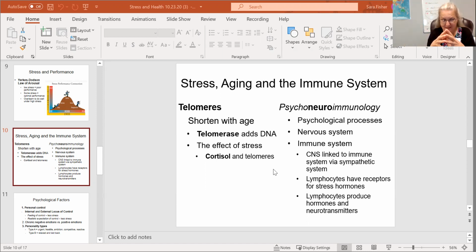Lymphocytes are the bulk of your immune response. Lymphocytes have receptors, so stress hormones can lock onto them. Lymphocytes can also cause the production of neurotransmitters and hormones. So when the brain says we're under stress and we need to protect ourselves, that causes your sympathetic nervous system to respond, which has implications for your hormones, which has implications for your neurological system. That's why it's all interconnected.